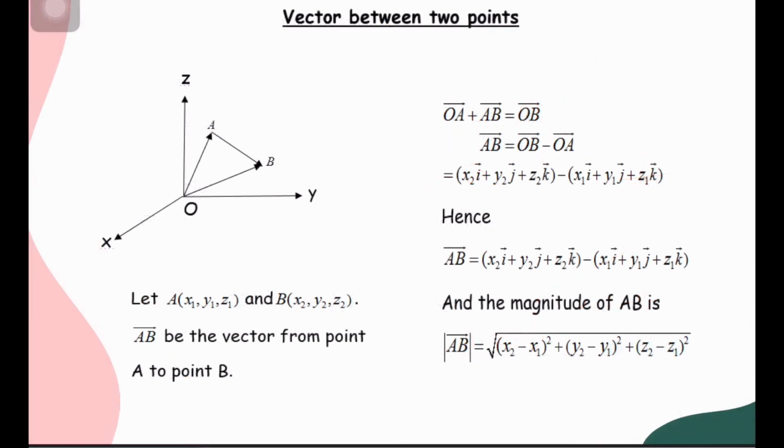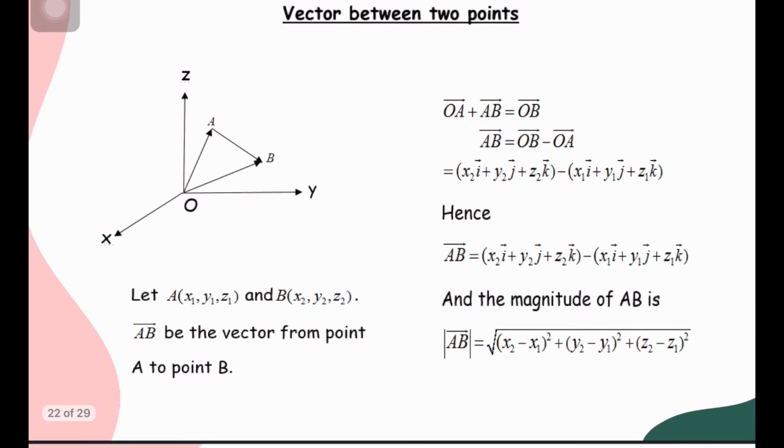Okay, now we want to find the vector between 2 points. This is similar to the two-dimensional space before. It's just that we have an additional point involving the axis z, so we will have the point z with its vector k. So let's say we have 2 points, which are point A and point B. If you can see, we have 2 points here.